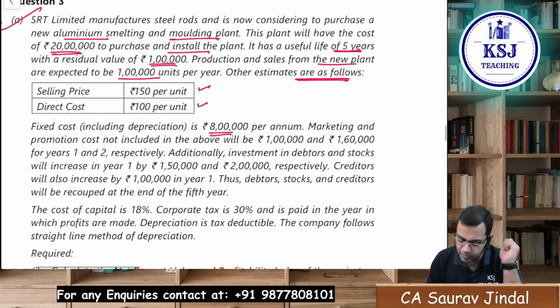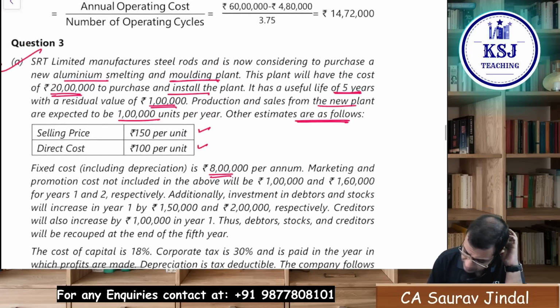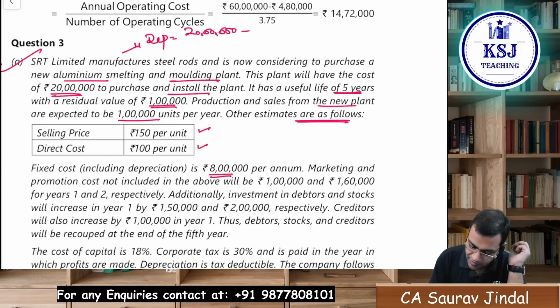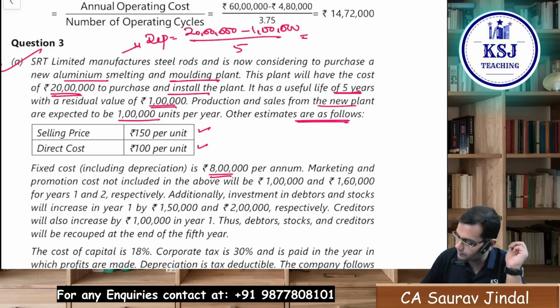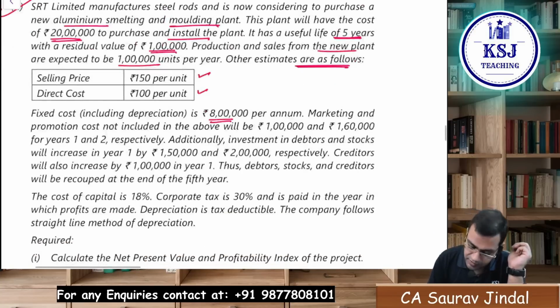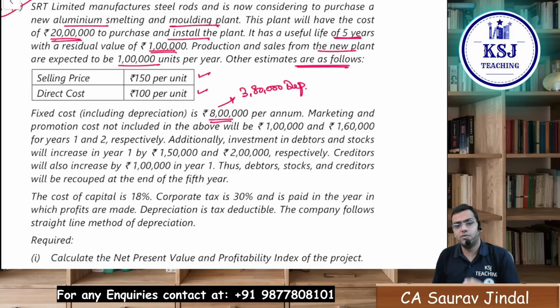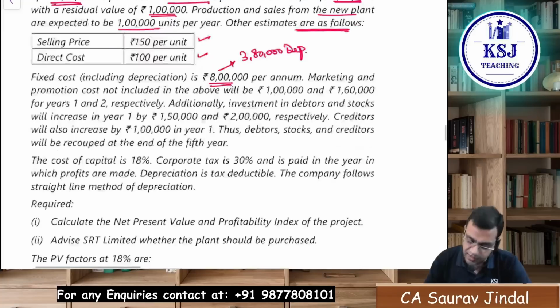Can you tell me what will be the depreciation here? The depreciation will be 20 lakhs, the cost, minus the scrap value of 1 lakh, divided by useful life of 5 years. That is 19 lakh by 5, 3,80,000. 3,80,000 will be the depreciation. So out of this, 3,80,000 is your depreciation. Sir, why do we need depreciation separately? Because we will add it back while calculating the CFAT.